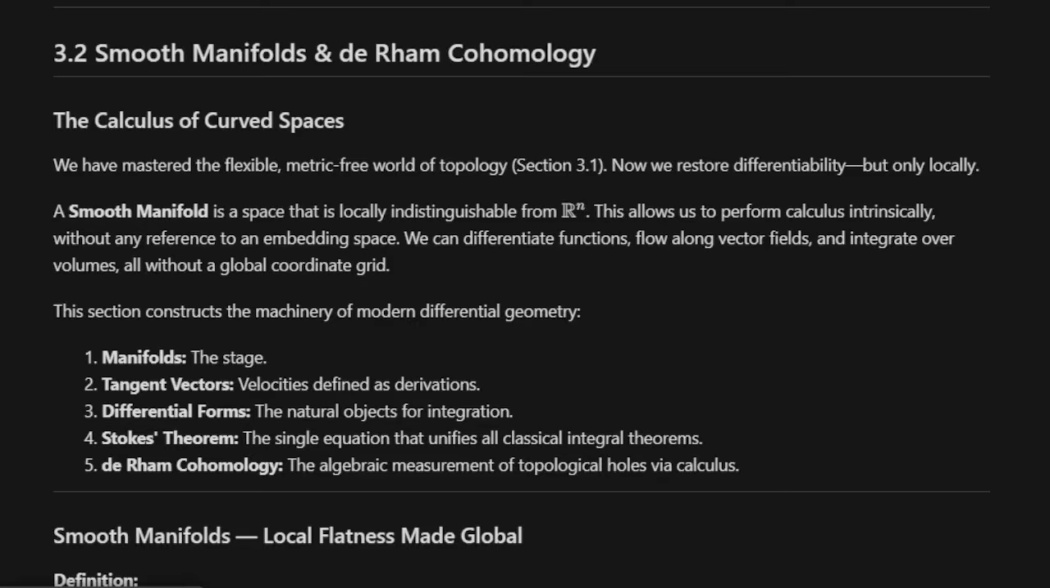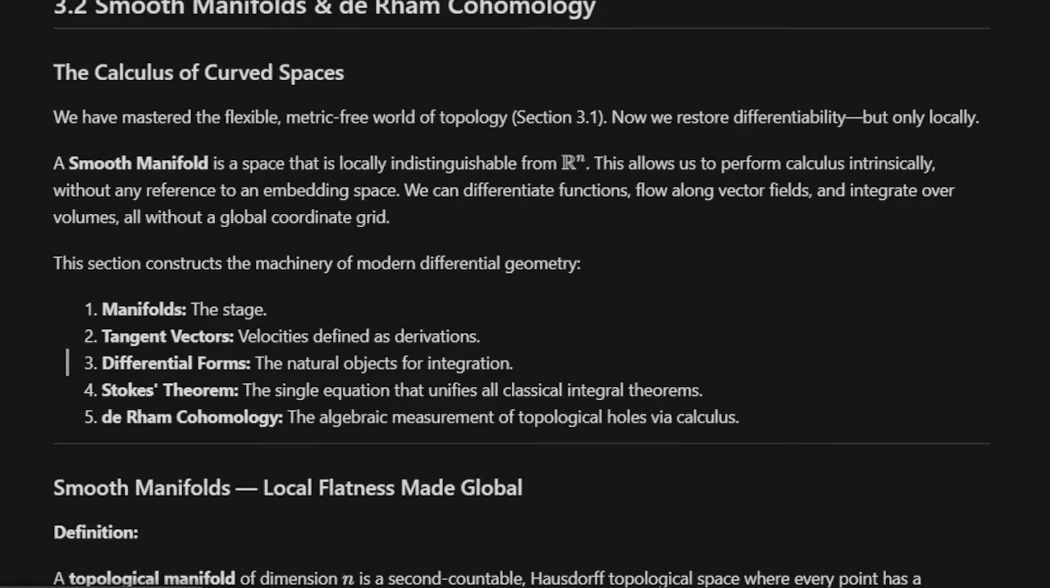It allows corners, cusps, fractals, and you cannot define a velocity at a sharp corner. So you also can't define gradients on some fractal or non-differentiable function. To do physics or describe general relativity or electromagnetism or gauge theory, you need calculus. So what we're going to do is restore the concept of differentiability and bring that to topology. So let's describe something called a smooth manifold.